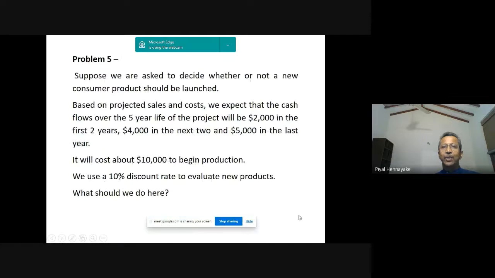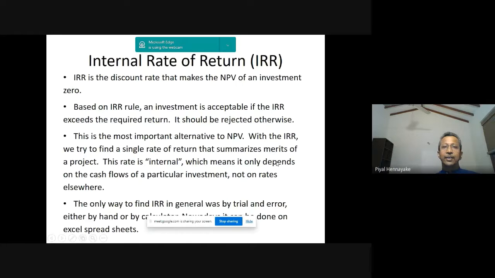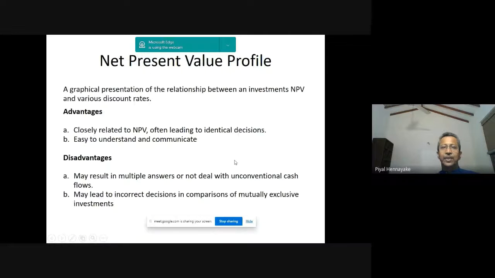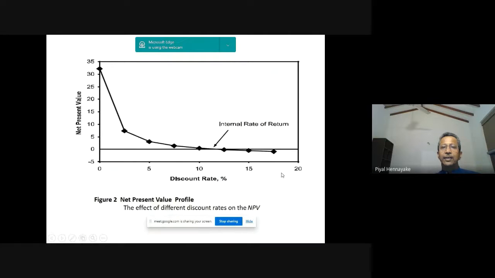I think I won't give you IRR calculation because that is difficult, right? IRR may not come. So study this as well, net present value and other investment criteria.